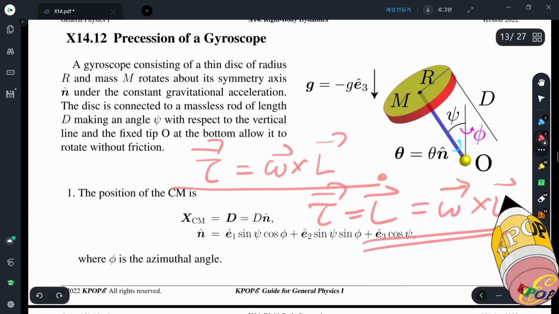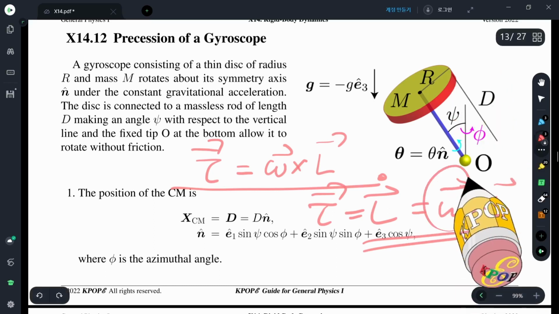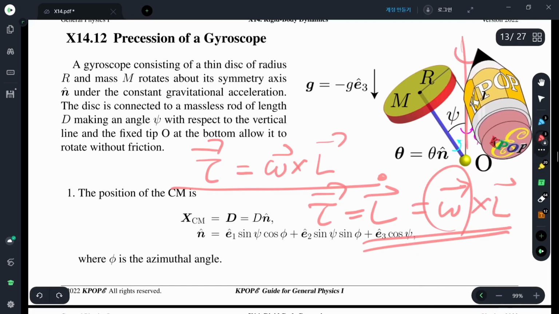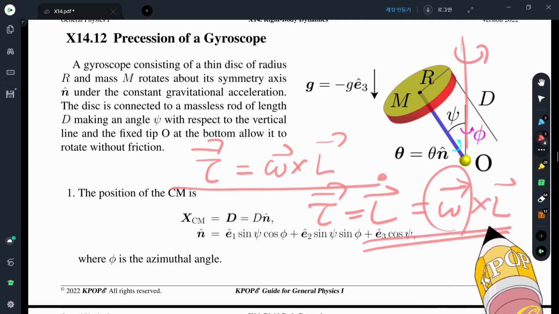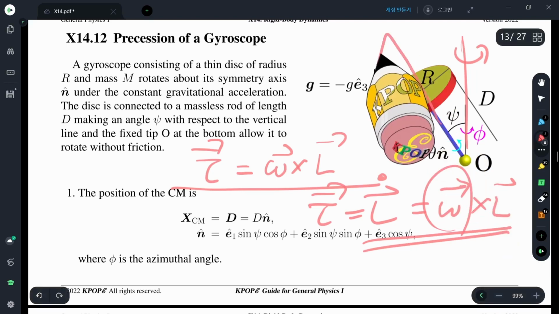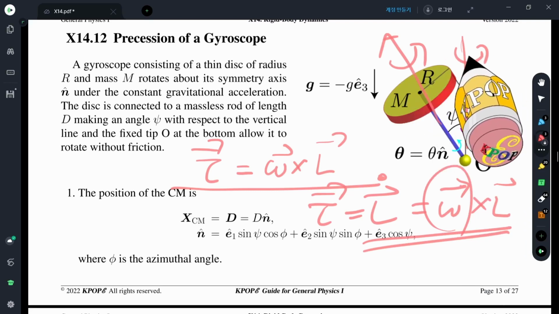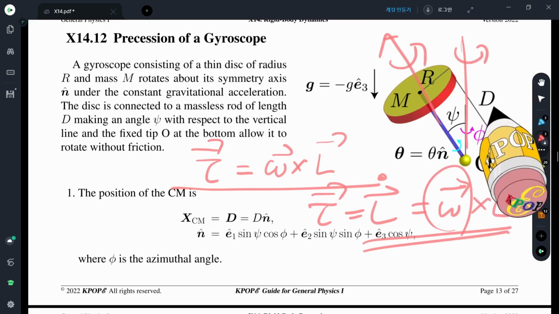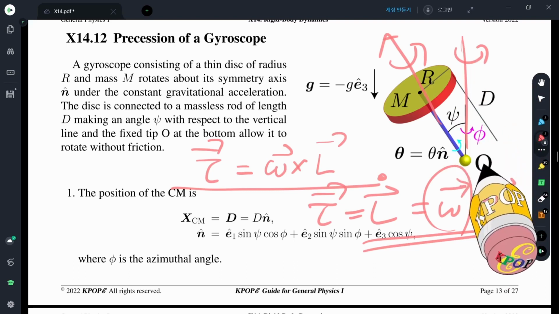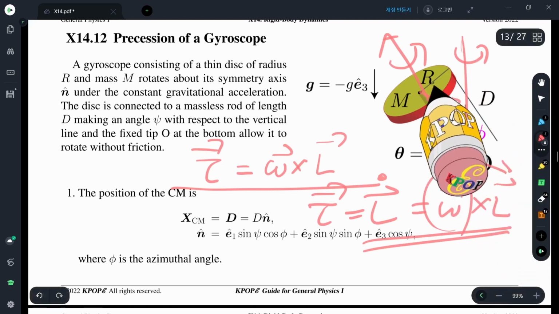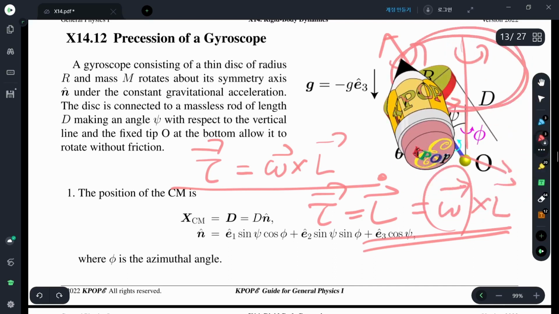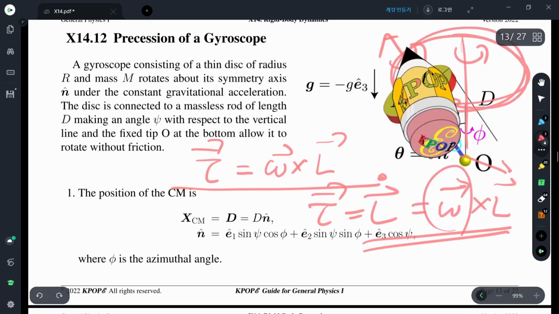This one derives from the finite rotation formula developed by Rodrigues, because this is omega and this is L. These two are not parallel to each other. Because of that, the direction of the omega cross L is in this direction, so it rotates about this. This is called precession.